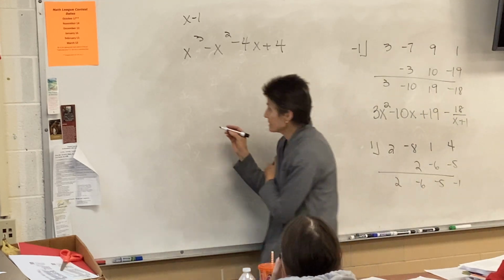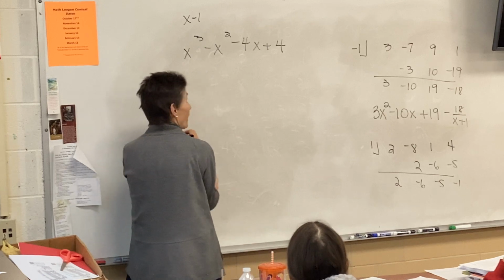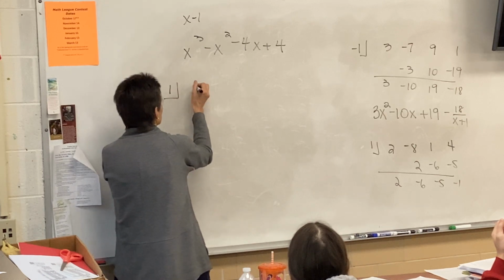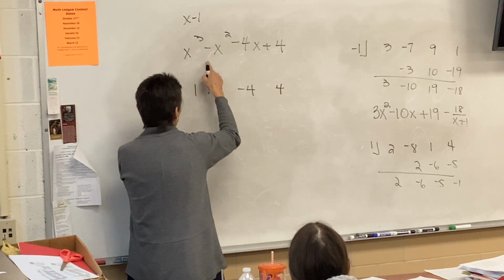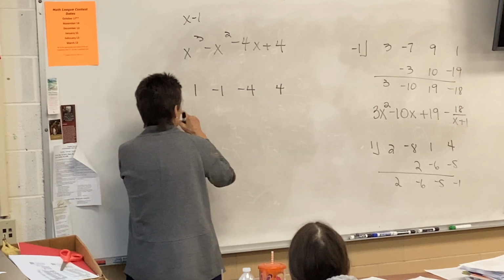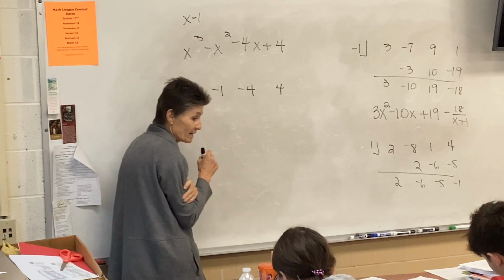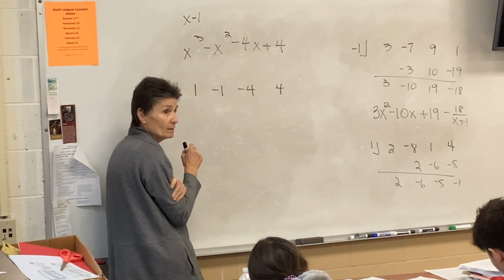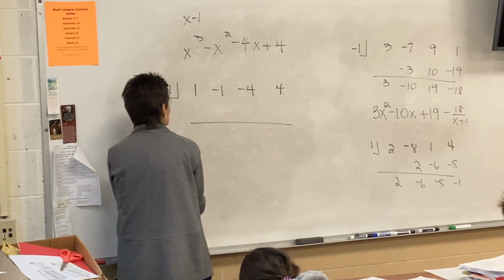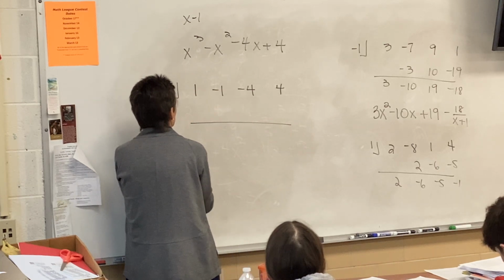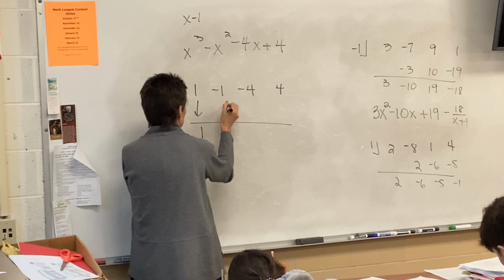Well, let's try it and see. What am I going to put out here in the box? 1. So 1, -1, -4, 4. Make sure you're copying down all of your signs. Make sure you're putting in zeros if any of the powers are missing. All right, here we go.